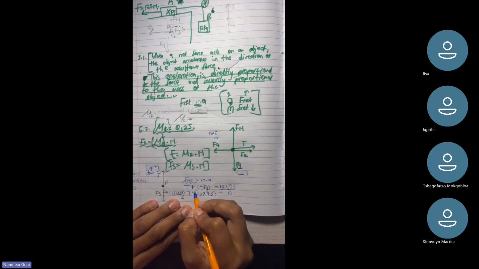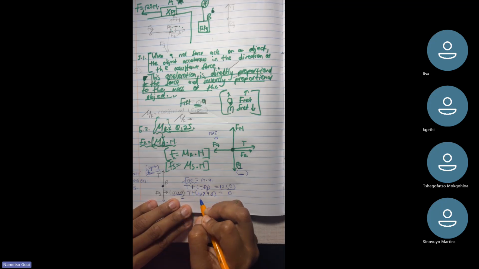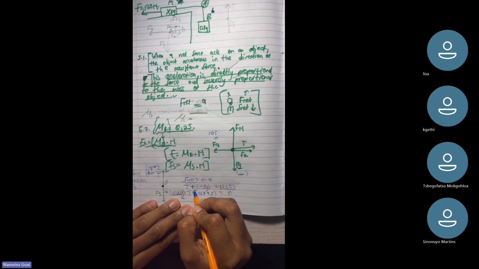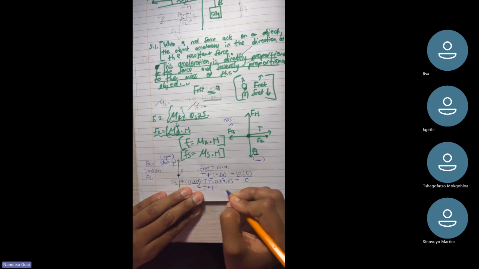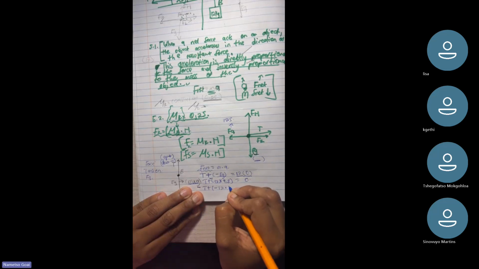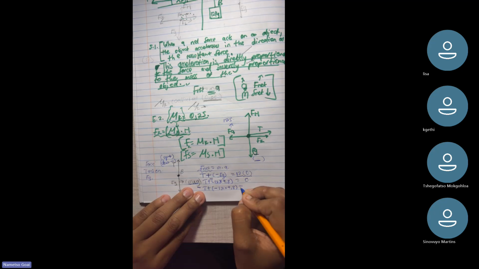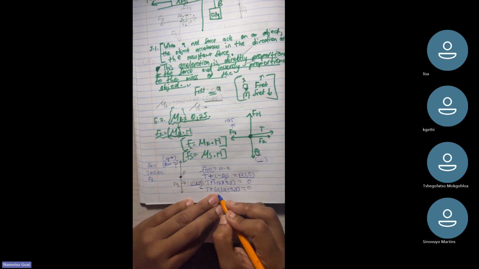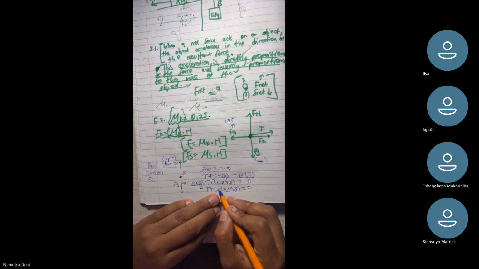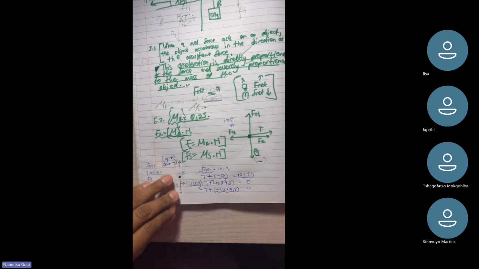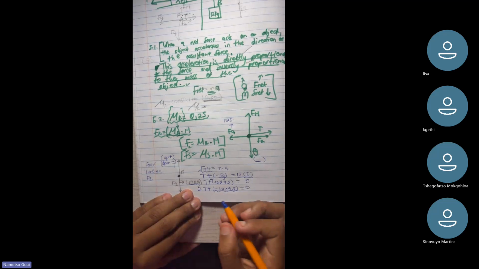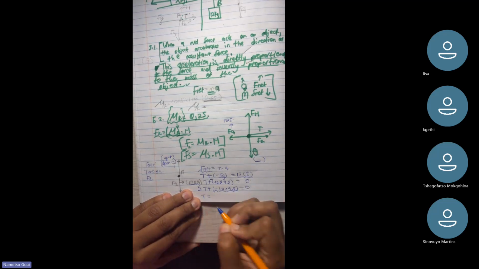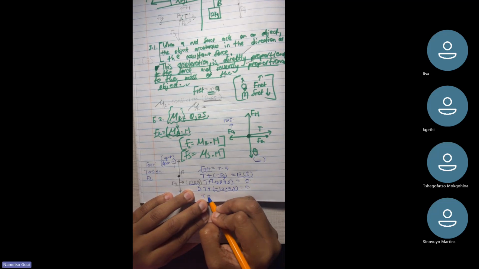We have to put a negative here, sorry. Let me just rewrite it as 12 plus negative 12 times 9.8. You guys all understand why we have to have a negative here, right? Yes, ma'am. Okay, great.